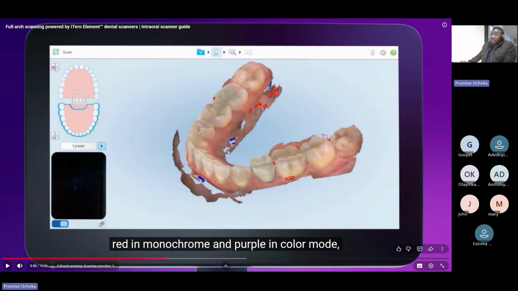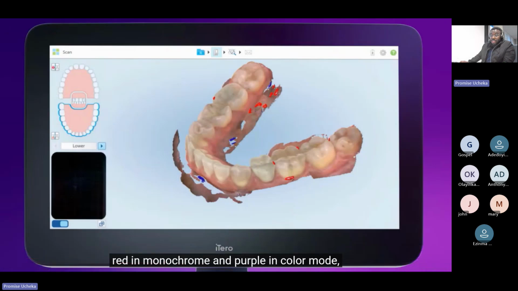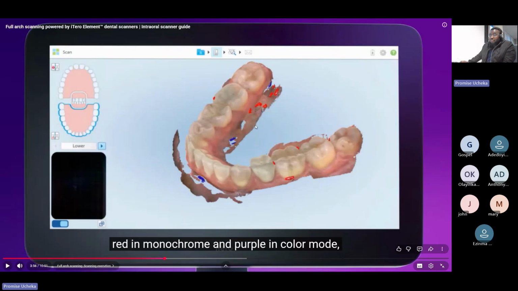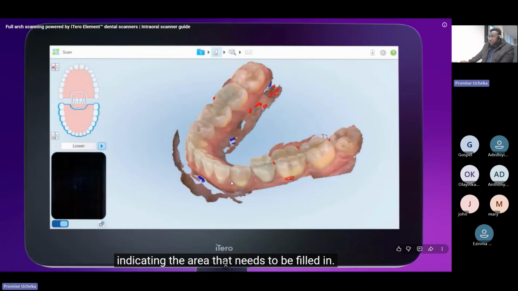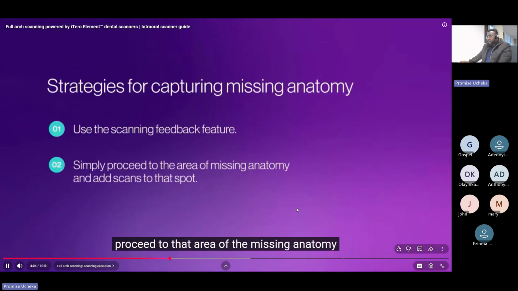This is different from what would have happened if you're doing manual impression taking, because by the time you even realize that it's missing data, the patient probably would have been gone. In purple and color mode, indicating the area that needs to be filled in. The second option is to simply proceed to that area of the missing anatomy and add scans to that spot.